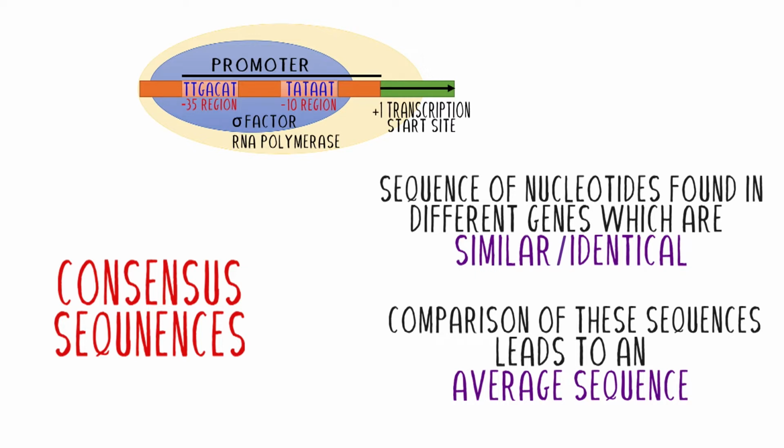To allow RNAP binding in prokaryotes, there must be a TTGACAT sequence at -35 and a TATAAT sequence at -10. Upstream of this, the sigma factor dissociates when transcription is initiated.